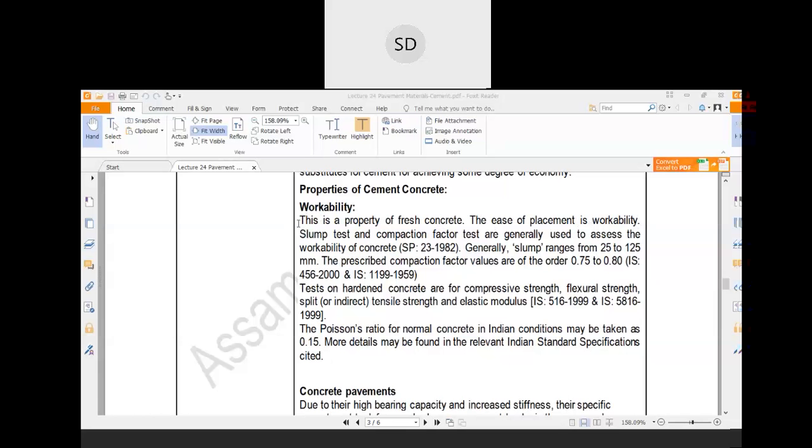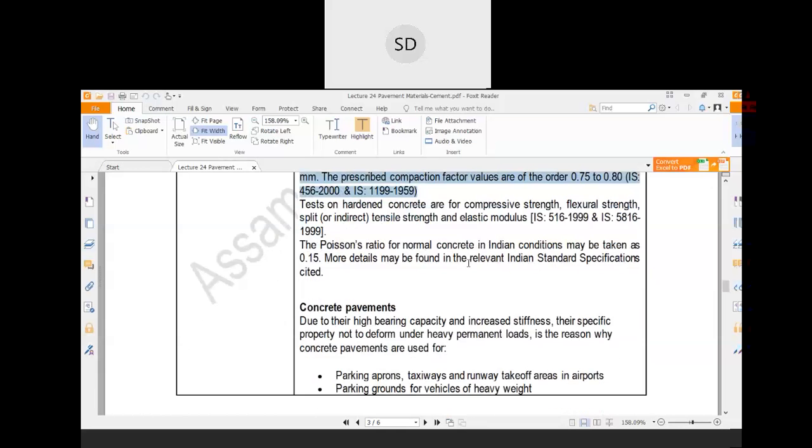Now to know the workability, there are different types of tests. Generally the slump test is conducted. Generally slump ranges from 25 to 125 millimeter, and another type of test is there, that is called the compaction factor test, and the value of the compaction factor ranges from 0.75 to 0.80.